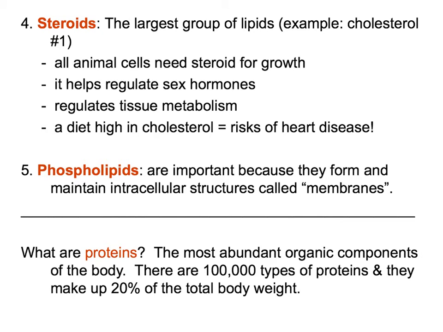Next are proteins. They're the most abundant organic compounds of the body. There are 100,000 types of proteins, and they make up about 20% of the total body weight. Remember, proteins are made of carbon, hydrogen, oxygen, and nitrogen. The NH group is what identifies the protein and makes the different types of proteins.